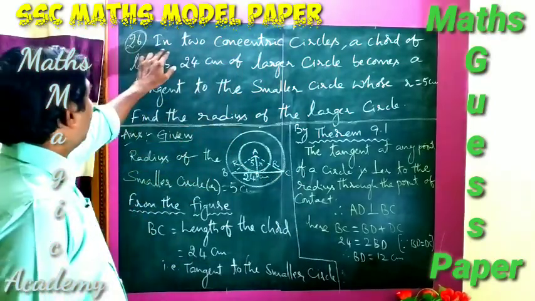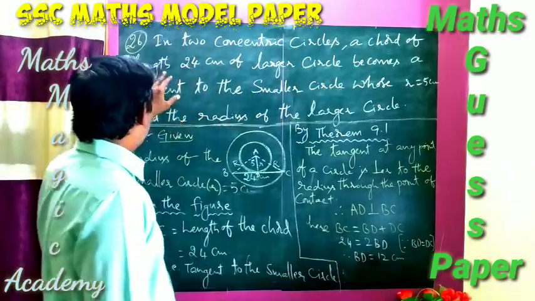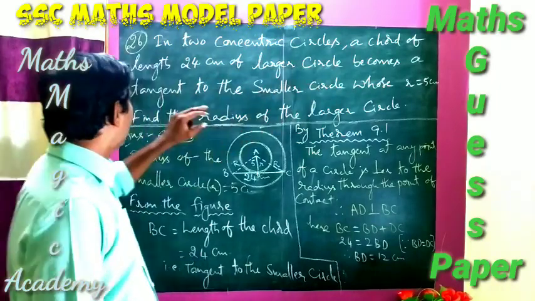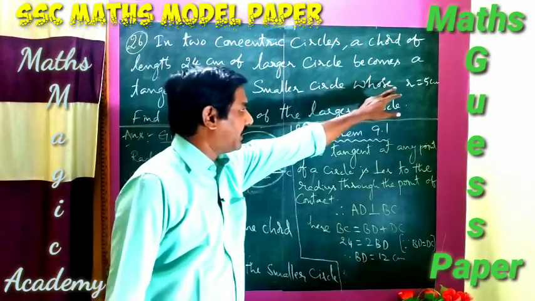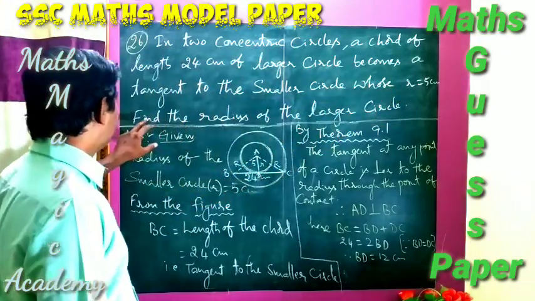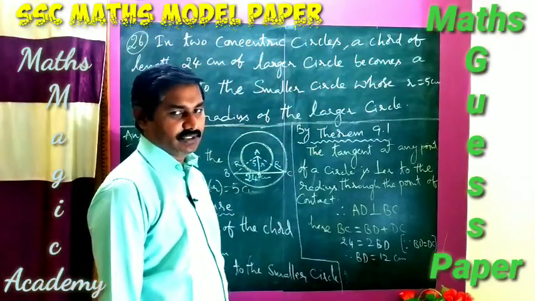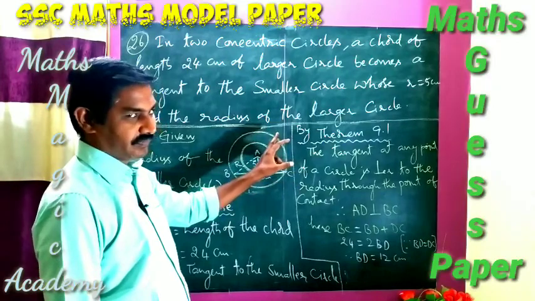Here it is. In 2 concentric circles, a chord of length 24 centimeters of the larger circle becomes a tangent to the smaller circle, whose radius is 5 centimeters. Then find the radius of the larger circle. So based on the given information, we can draw the picture like this.